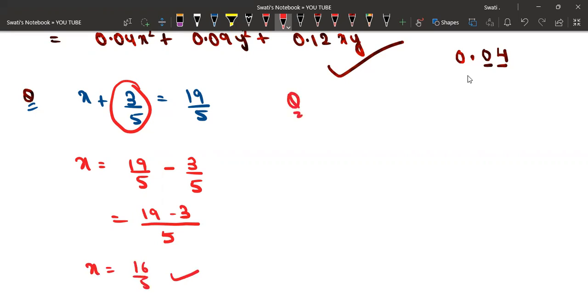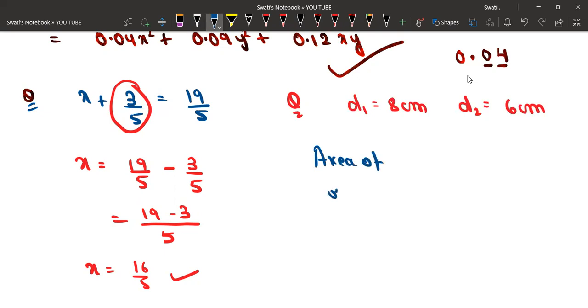In the next question, we have to find the area of a rhombus, and we have the lengths of the diagonals given. The first diagonal length is given as 8 centimeter, which I'm denoting as D1, and the length of the second diagonal is given as 6 centimeter. We have to find the area of the rhombus. So simply you have to use the formula: area of a rhombus is half times the product of the diagonals, that means half times D1 times D2.